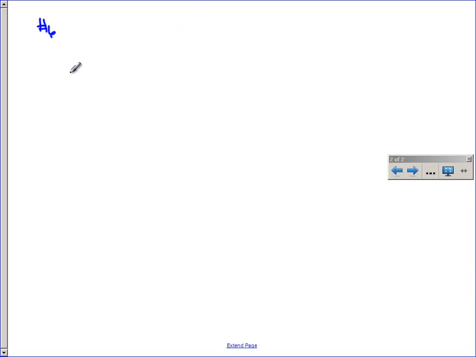Question 6 says 2 cosine squared minus 2 cosine 2x. Wait, error. Edit. That's right. Scratch it out and go down. Alright, 2 cosine squared x minus 2 cosine 2x equals 1.